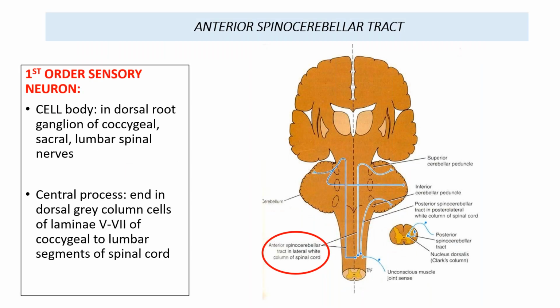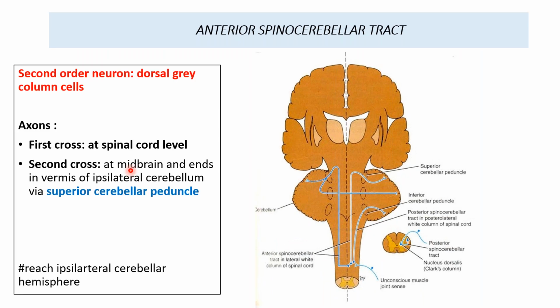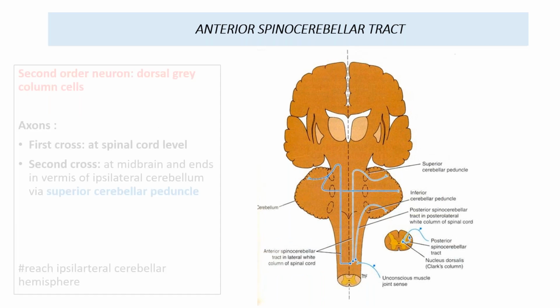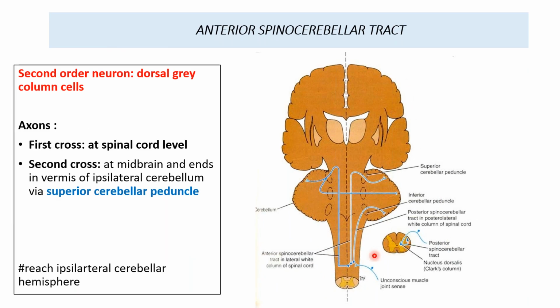So let's see where the first order neuron is lying. The first order neuron of the anterior spinocerebellar tract again will be in the same location, the dorsal root ganglia, and its central process will then end in the dorsal gray column, lamina 5 to 7 of the coccygeal to lumbar segments of the spinal cord. Then the second order neuron is over here. This is the second order neuron, which crosses twice. I've told you it crosses, but it crosses twice.